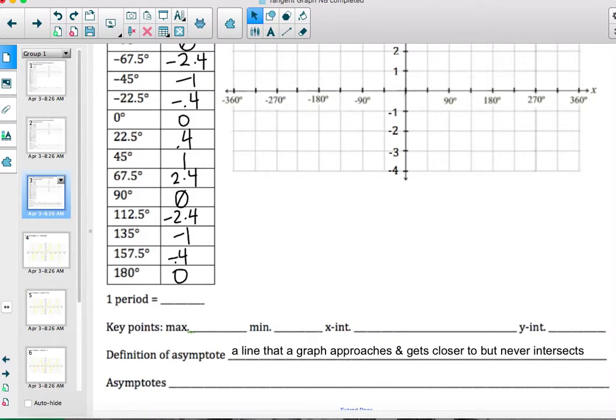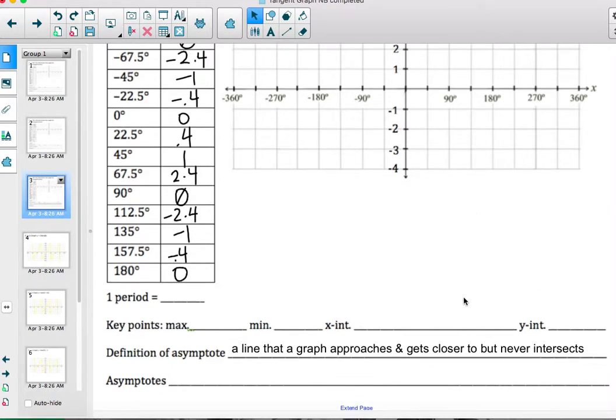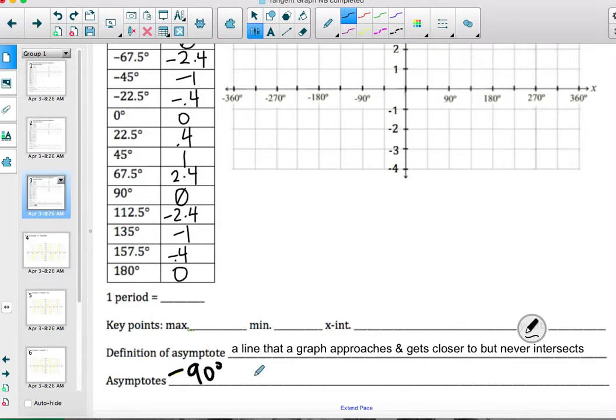As we are going through this graph, we have several times where we have asymptotes. And the tangent asymptotes occur at negative 90 degrees, 90 degrees, 270 degrees, and negative 270 degrees.